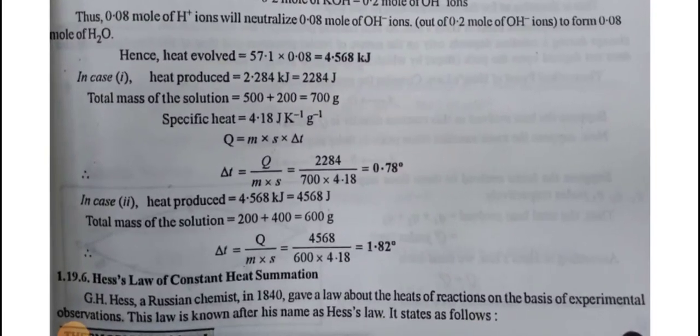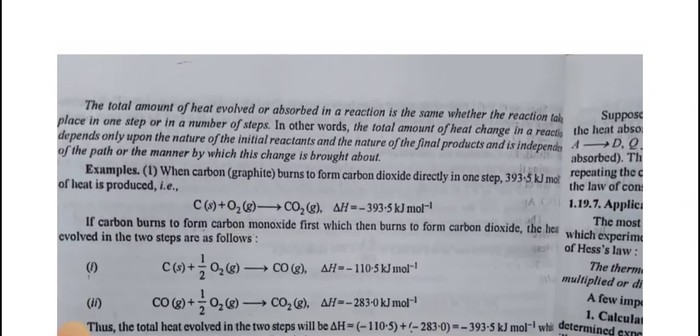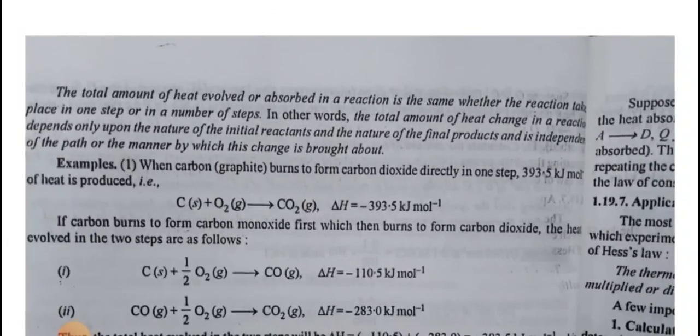Hess's law of constant heat summation. G.H. Hess, a Russian chemist, in 1840 gave a law about the heats of reactions on the basis of experimental observations. This law is known after his name as Hess's law. It states as follows: the total amount of heat absorbed or evolved in a reaction is the same whether the reaction takes place in one step or in a number of steps. In other words, the total amount of heat in a reaction depends only upon the nature of the initial reactants and the nature of the final products, and is independent of the path or the manner by which this change is brought about.